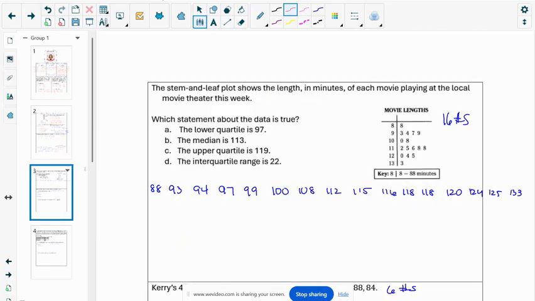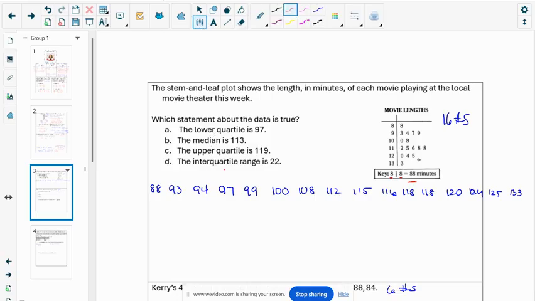All right, let's take a look at our stem and leaf. So it says here the stem and leaf plot shows the length in minutes of each movie playing at the local movie theater. They do have a key. Usually it is the tens and the ones digit unless they show you if there happens to be a decimal. Now I notice I could count them up and find my highest minus my lowest to find my range. But if they're asking, I notice this lower quartile, median, upper quartile, interquartile range. This is where they're mixing in the box and whisker.